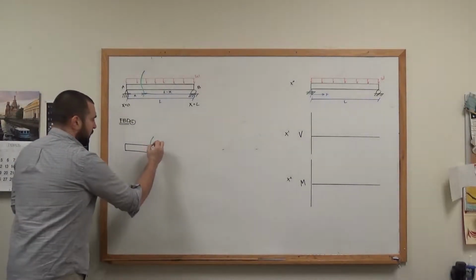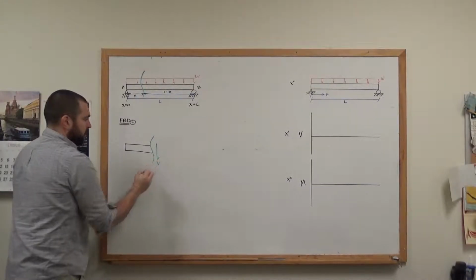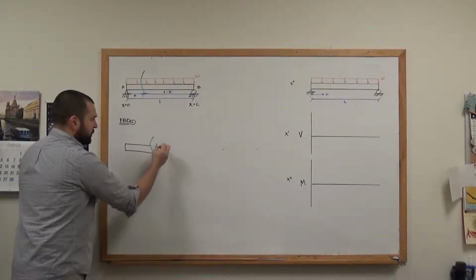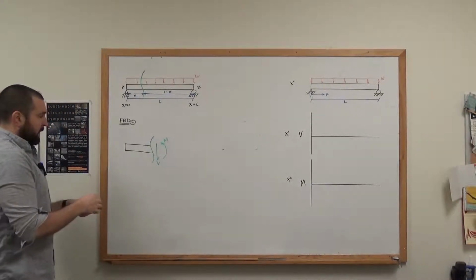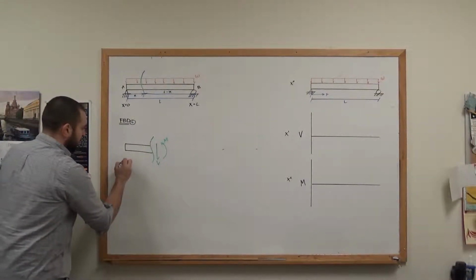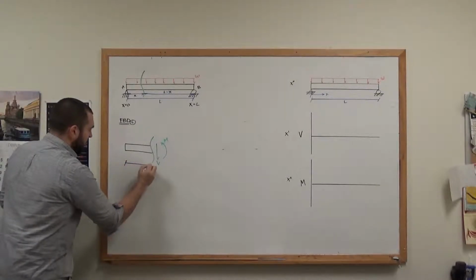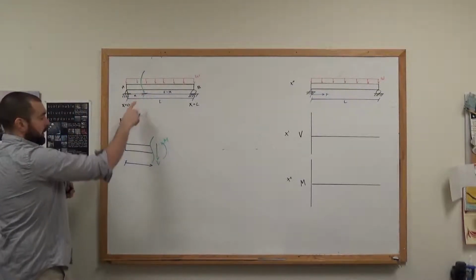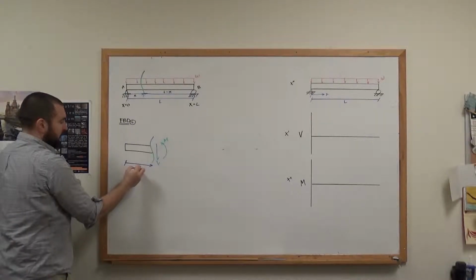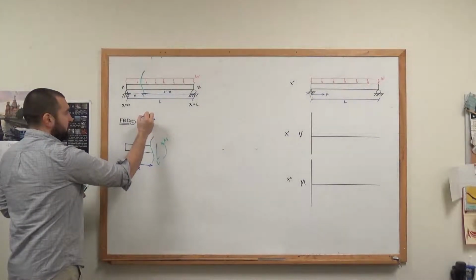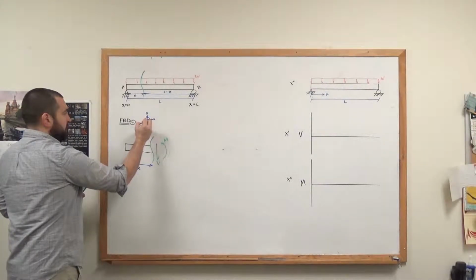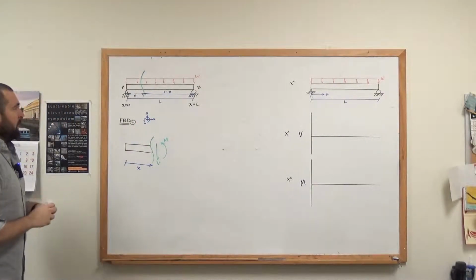Section cut right there. Assumed direction for internal shear. Assumed direction for internal moment. And I need a little bit of other information here. I need the length here. Well, that's just x from point A to the section cut. That distance is x. I need things like my coordinate system. No reason to deviate from our given.